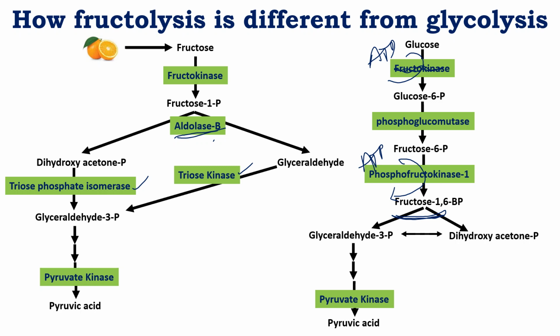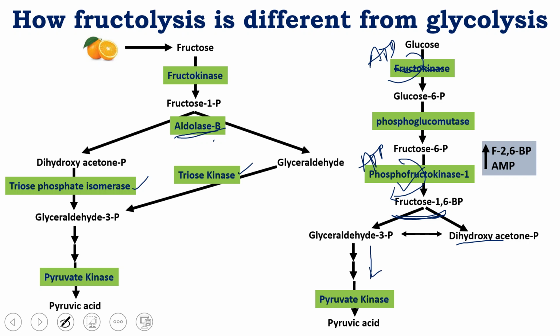Now this dihydroxyacetone phosphate will be converted to glyceraldehyde 3-phosphate by triose phosphate isomerase, and then this will be the normal metabolite route to pyruvic acid. In glycolysis, one of the most important enzymes, the most regulatory step, the rate limiting step, the committed step, is PFK1, phosphofructokinase 1. This phosphofructokinase is a very, very regulatory step.